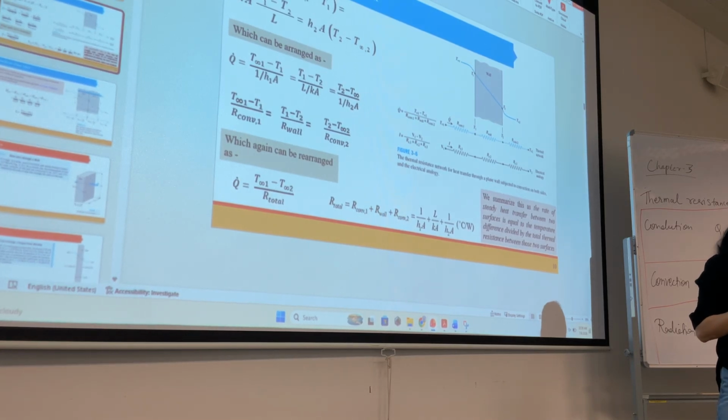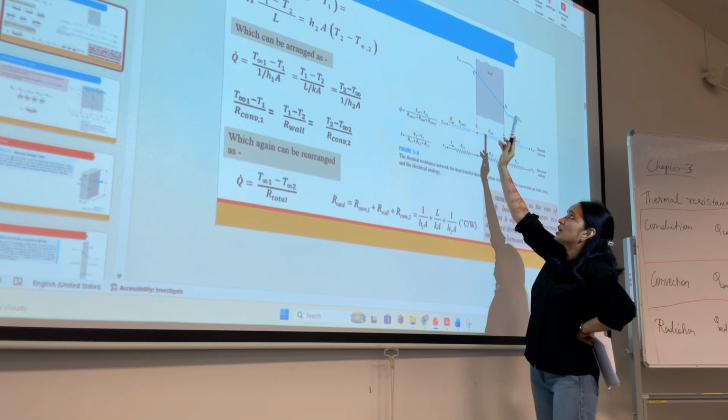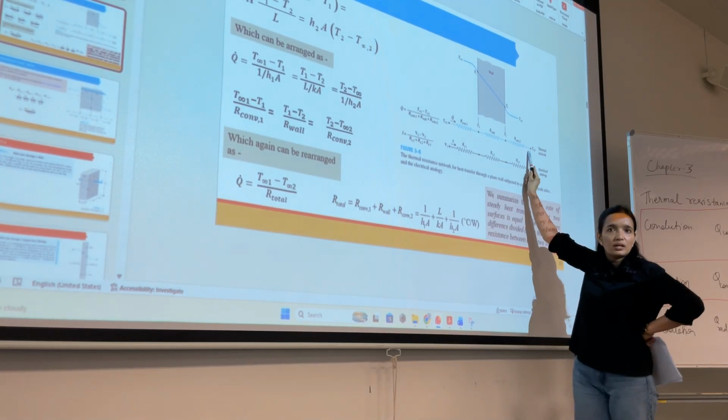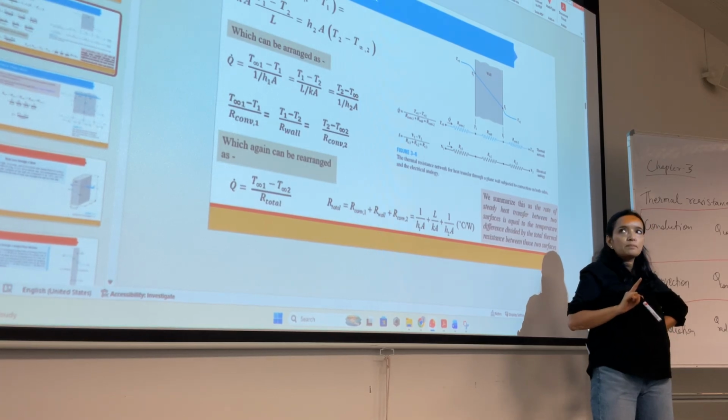So the first thing is that heat transfer is steady. The heat transfer here is going to be equal to the heat transfer here, and equal to here. It's not changing with time.